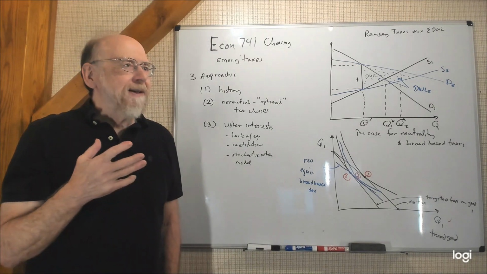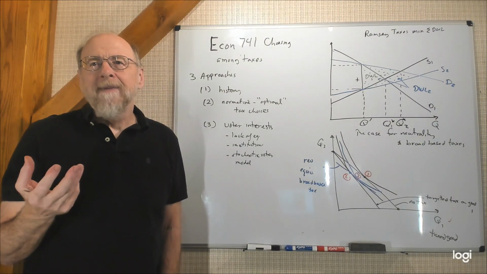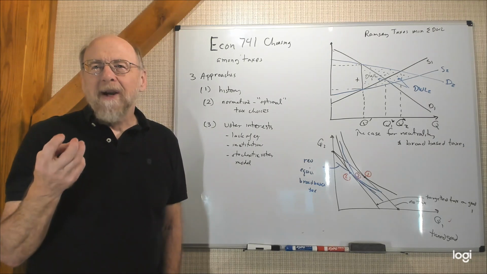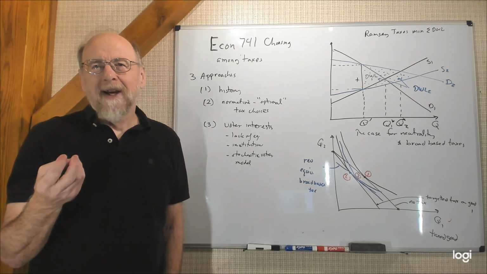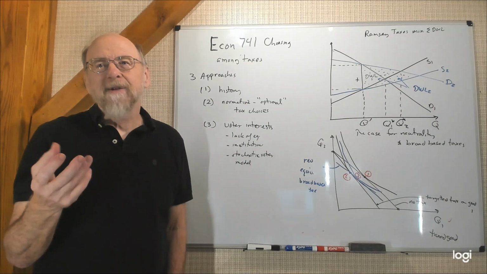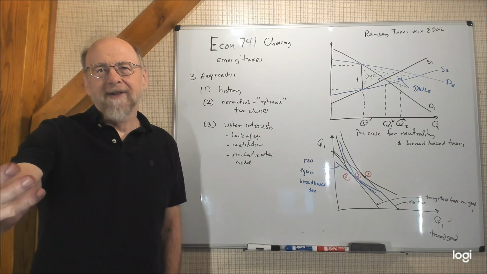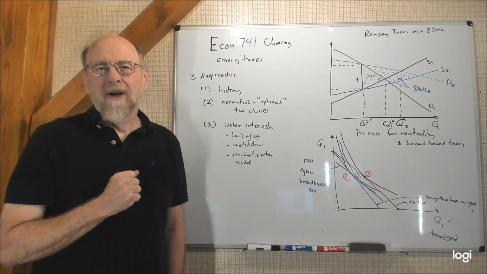So at the time when Ramsey was writing, many tax systems around the world generated most of their revenues from excise taxes of various kinds, including tariffs, which basically are similar to excise taxes but imposed on goods as they come in to a nation from other countries.